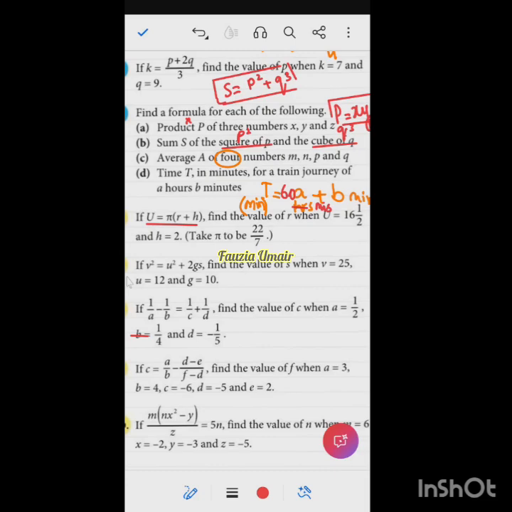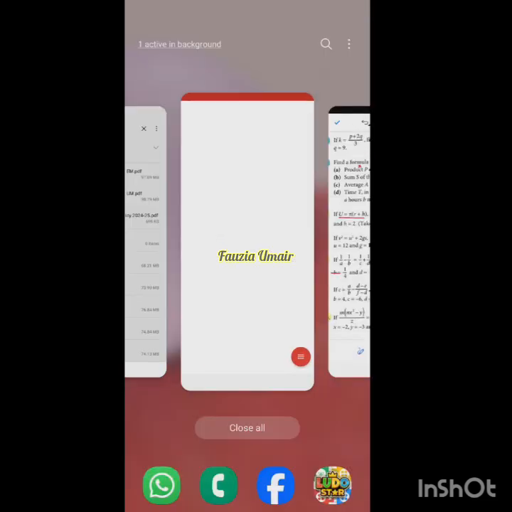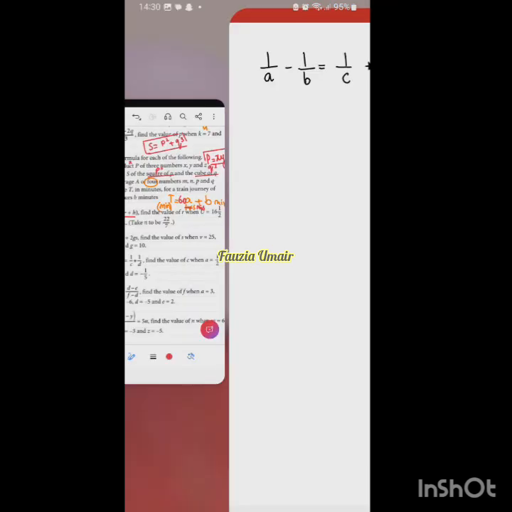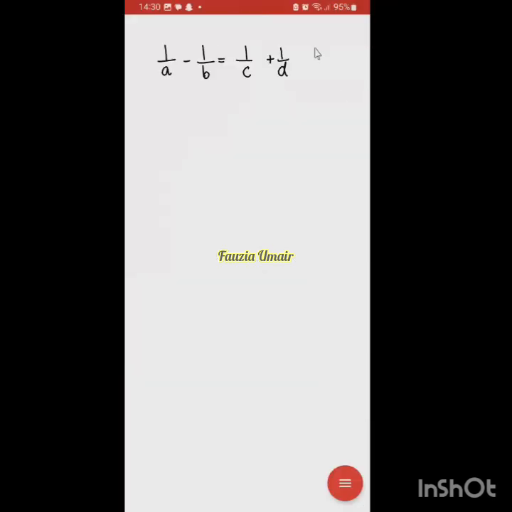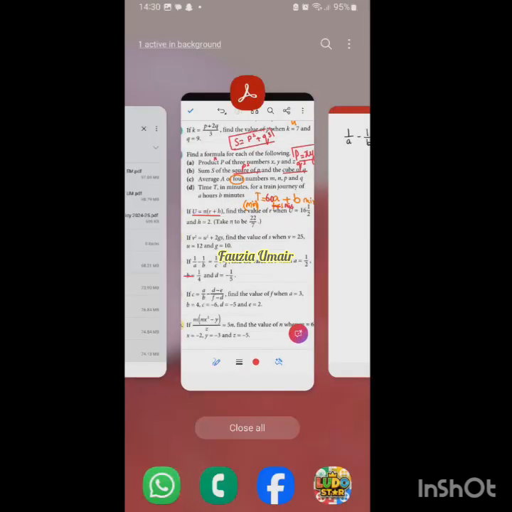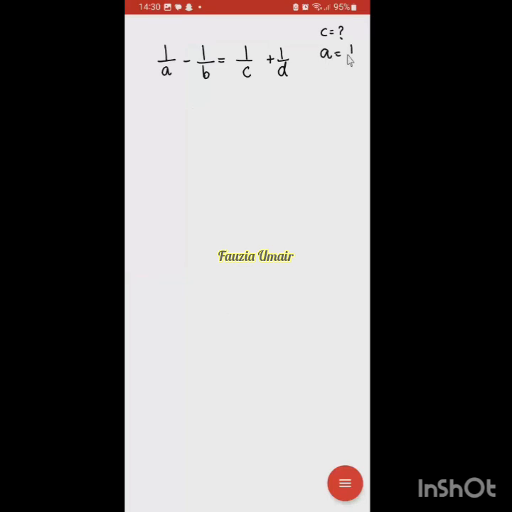Right? So I'm going to write down the equation 1 by A minus 1 by B is equal to 1 by C plus 1 by D. Right? So we need to find out the value of C. We need to find out C when A is equal to 1 by 2, B is equal to 1 by 4, and D is equal to minus 1 by 5. Right? This is the question.